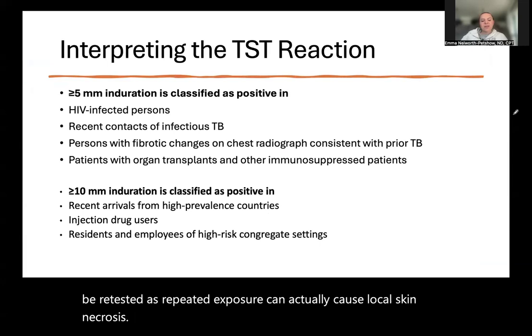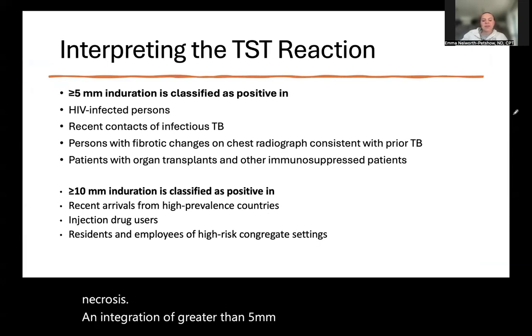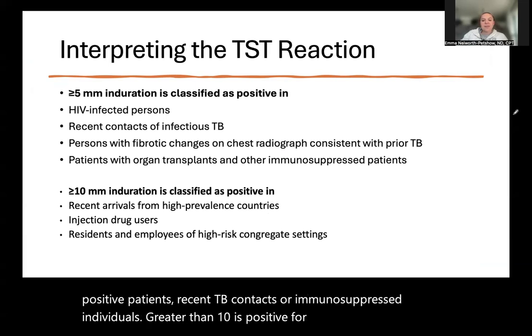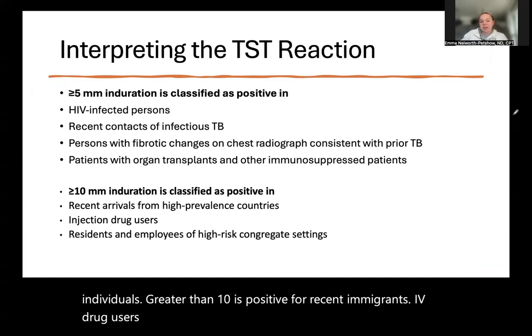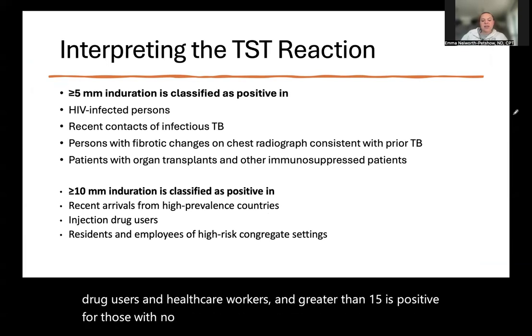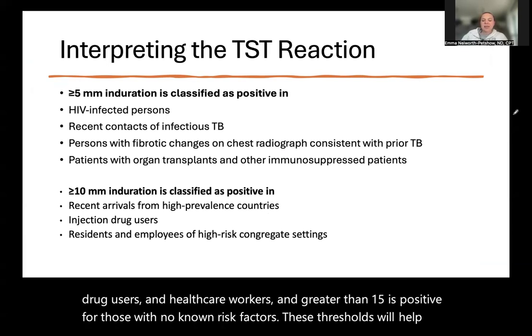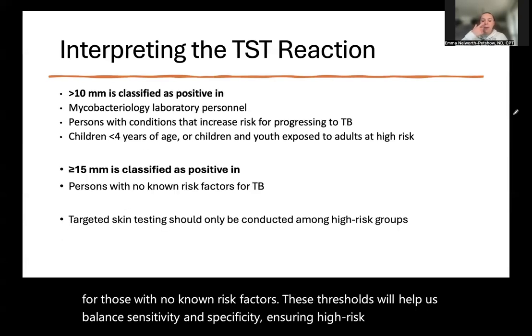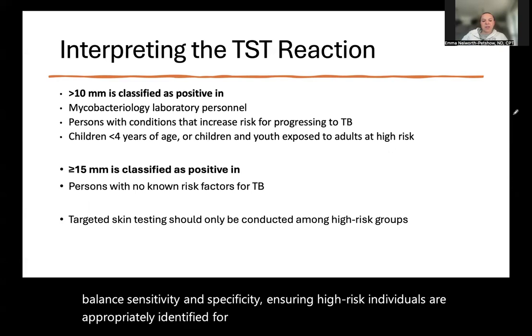An induration of greater than 5 millimeters is considered positive for HIV positive patients, recent TB contacts, or immunosuppressed individuals. Greater than 10 is positive for recent immigrants, IV drug users, and healthcare workers, and greater than 15 is positive for those with no known risk factors. These thresholds will help us balance sensitivity and specificity, ensuring high-risk individuals are appropriately identified for further evaluation.